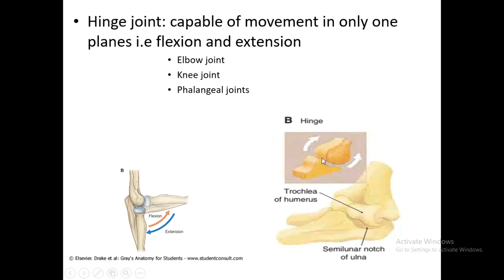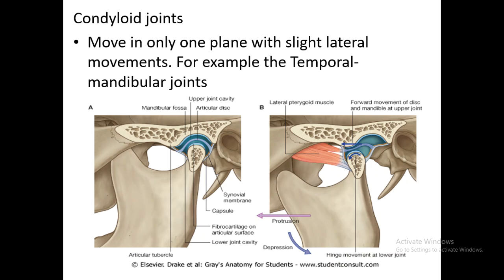Look at diagram B, and this is your elbow, the trochlear notch of the humerus and the semilunar notch of the ulna. Condyloid joints move in only one plane with slight lateral movements, for example the temporomandibular joints. Looking at diagram A, you have the mandibular fossa, upper joint cavity, articular disc, synovial membrane, the capsule, fibrocartilage on the articular surface, and the lower joint.